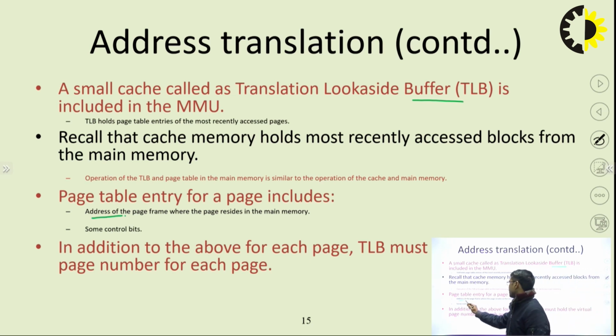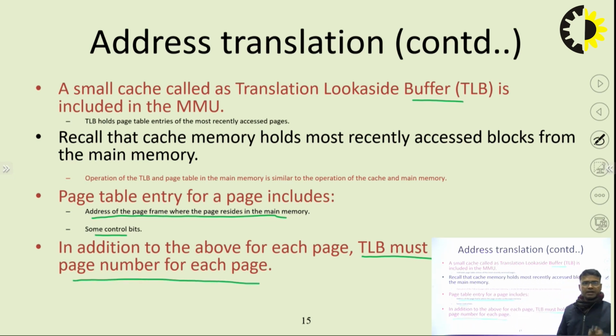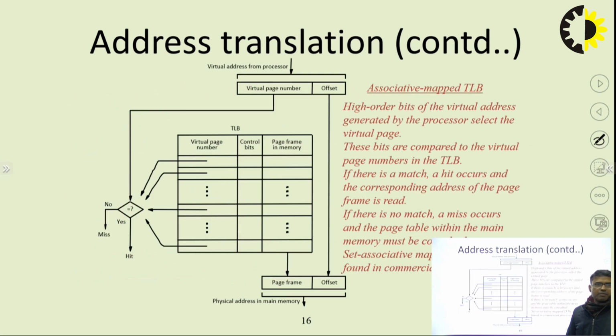As in the cache, the page table entry for a page includes the address of the page frame that we have already discussed, and some control bits same as those we have discussed in the page table. The TLB must hold the virtual page number of each page, so that we can search whether it is available or not, like we search whether a block is available in the cache or not.